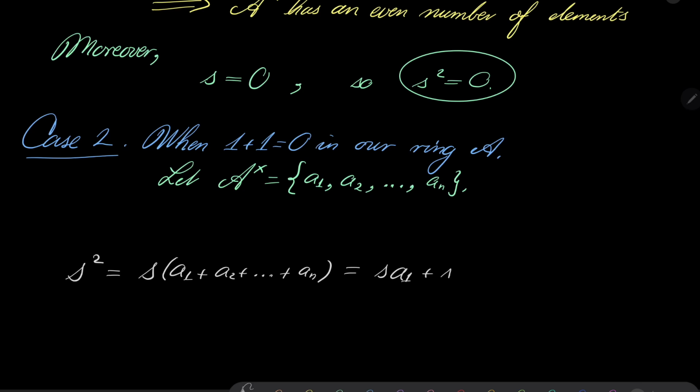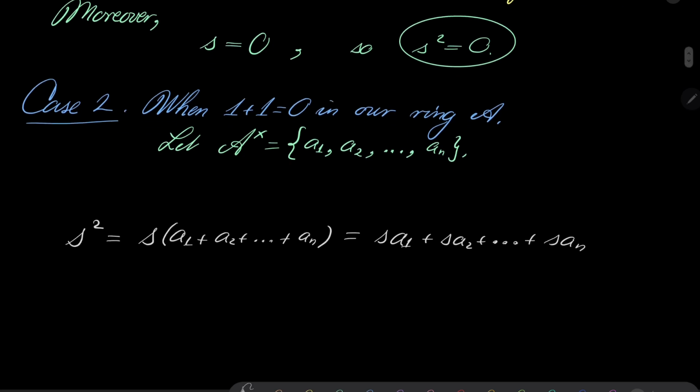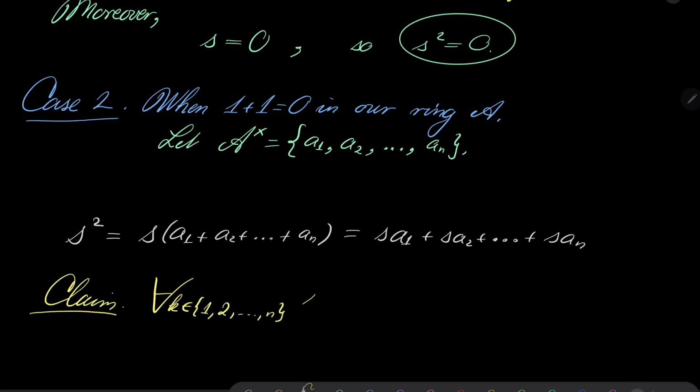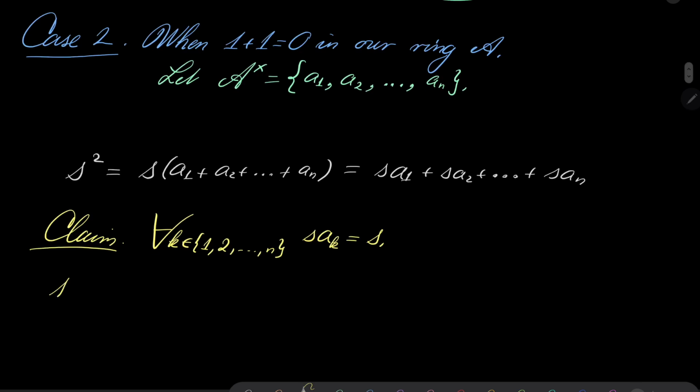which can be written as S a1 plus S a2, and so on up to S an. Now, I claim that this equals S for every element. Maybe let's write it. Claim: for every k from 1 to n, S ak equals just S. Let's prove this claim.